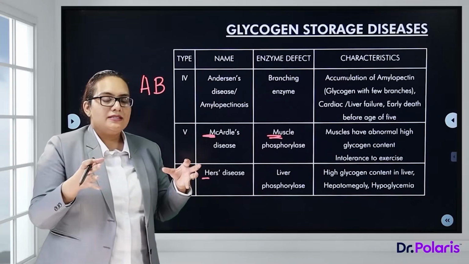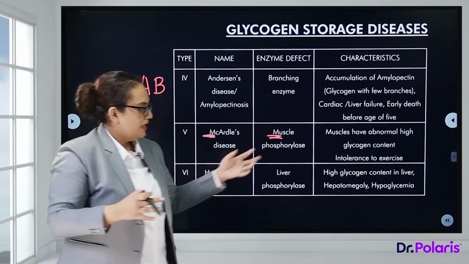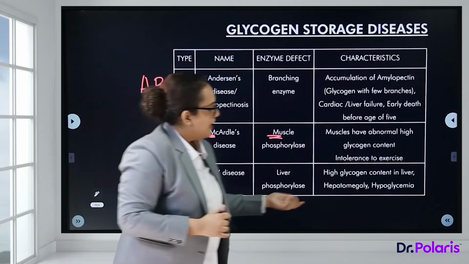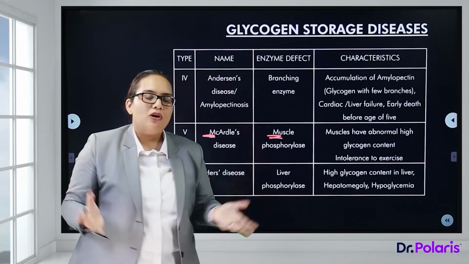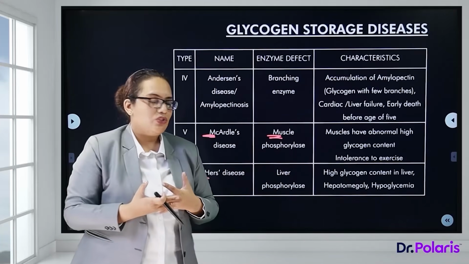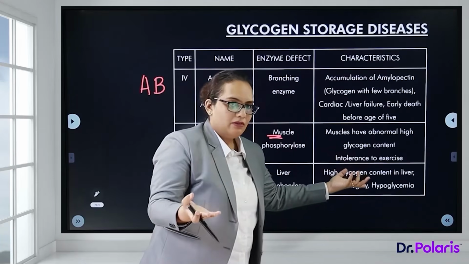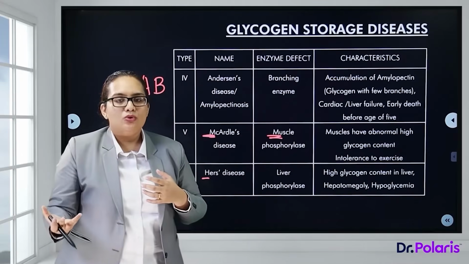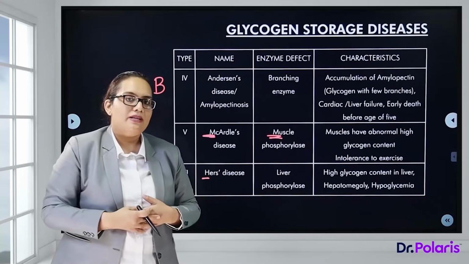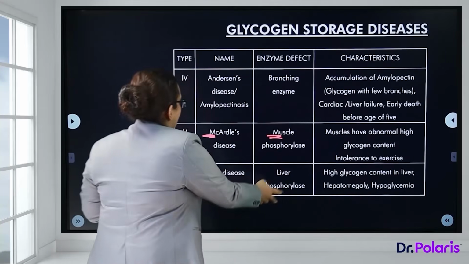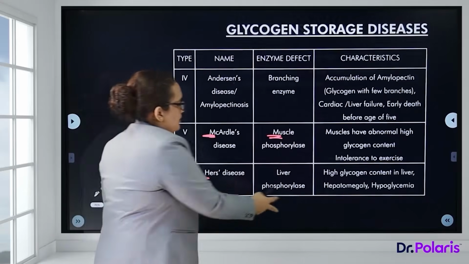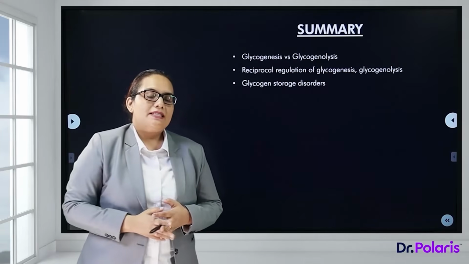Obviously, glycogen will accumulate within the liver because of the deficiency of phosphorylase in the liver, and that will lead to enlargement of the liver because of accumulation of glycogen, leading to liver failure. And obviously, glycogen is not broken down, so there won't be glucose formed and hypoglycemia will result. So this is the way you can remember glycogen storage disorders. So with that, we're done with this session.